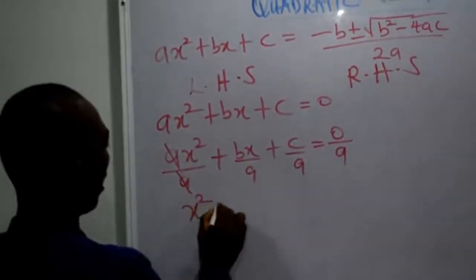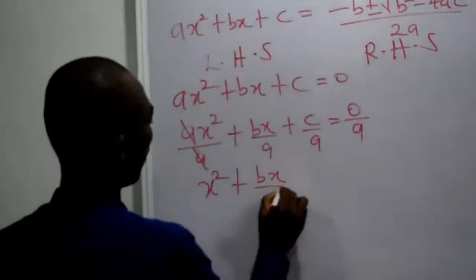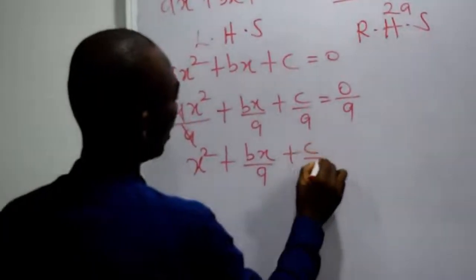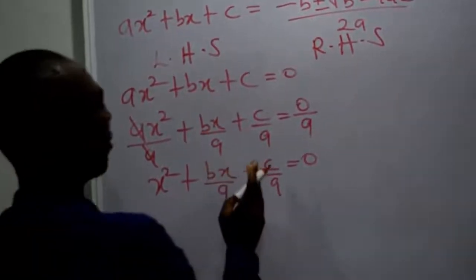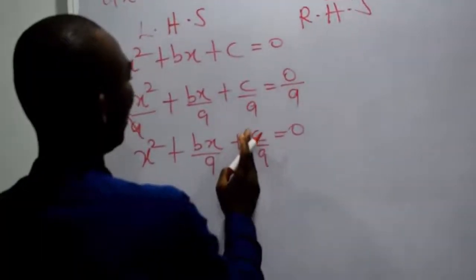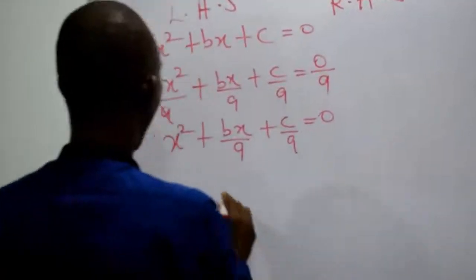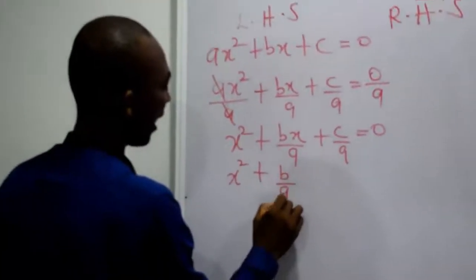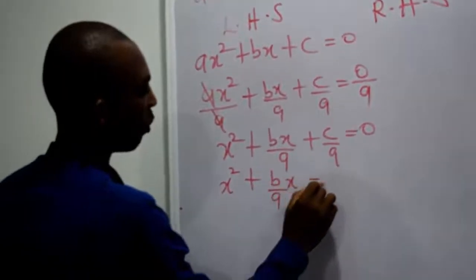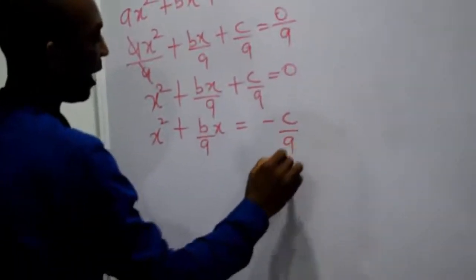This will cancel this. We have x squared plus bx over a plus c over a equals 0. Now we are taking the constant value, which is this, to the right hand side. So that becomes x squared plus b over a x equals minus c over a.